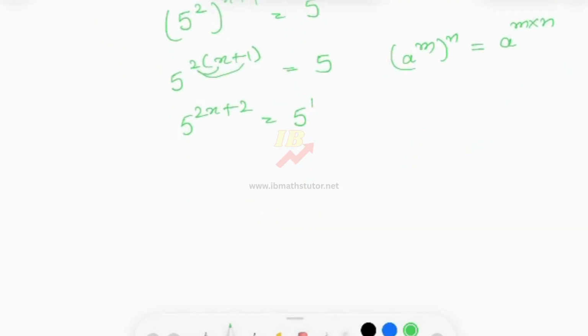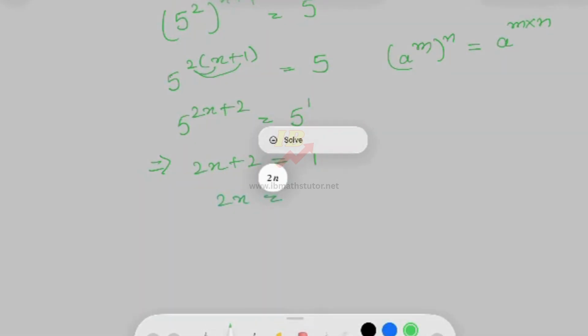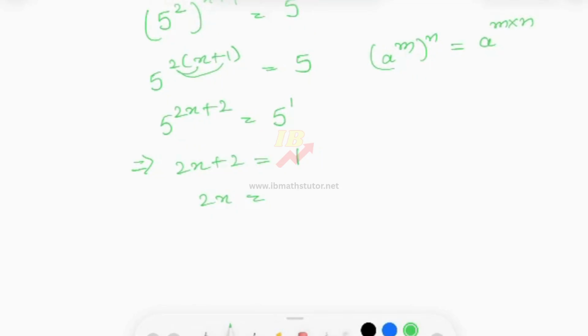Okay, now I have the same bases. Now I can use my implies sign and write 2x plus 2 is equal to 1. So 2x comes out to be 1 minus 2, which is negative 1, so x equals negative 1 over 2. Okay, so that's your final solution.